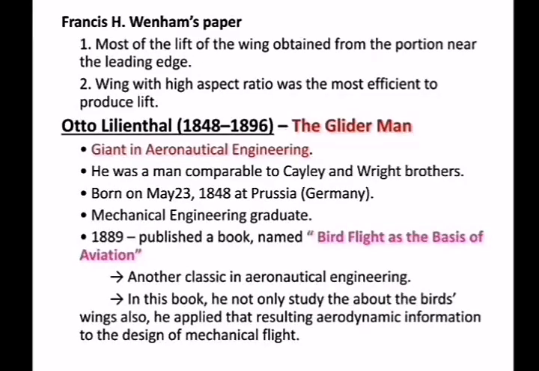The first one is, most of the lift of the wing is obtained from the portion near the leading edge. We all know about this point. And the next point is, using a high aspect ratio, that is, a long narrow wing, we are able to produce more lift compared to a small wider wing.